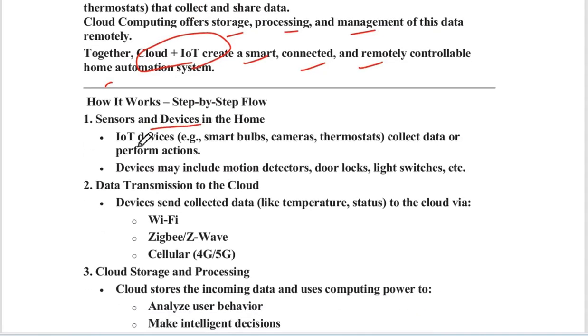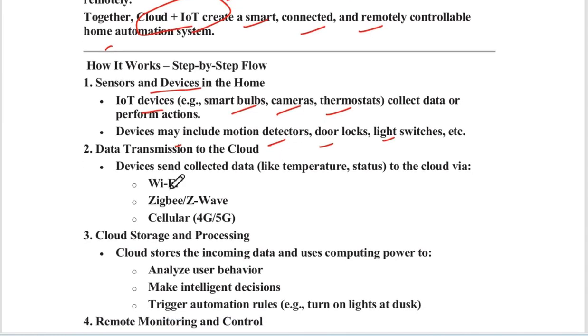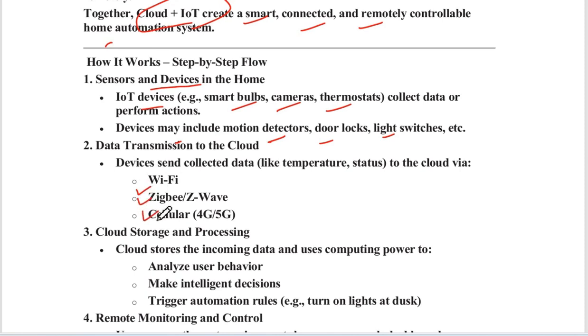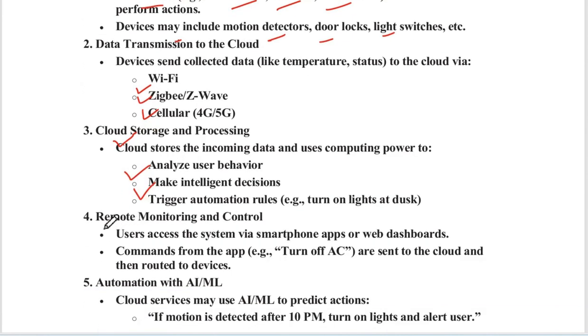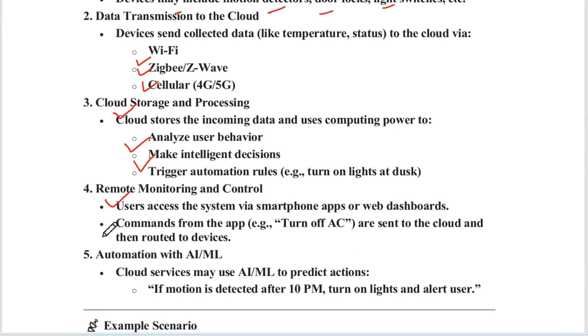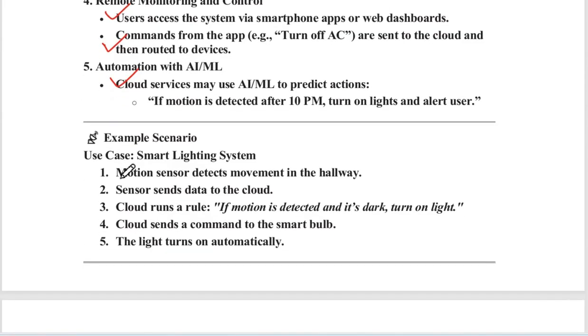Sensors and devices in the home. IoT devices like smart bulbs, lights, cameras, and thermostats we can use. Devices may include motion sensors, door locks, and light switches. So Wi-Fi, Zigbee, and cellular for 4G, 5G you can use. For storage, you can use the cloud to analyze behavior and make intelligent decisions. Remote monitoring, you can send commands from the app. Automation from AI.